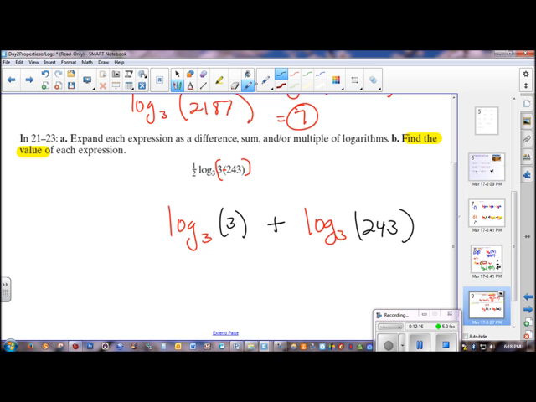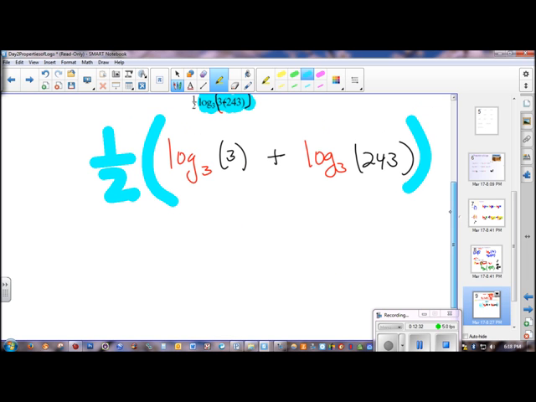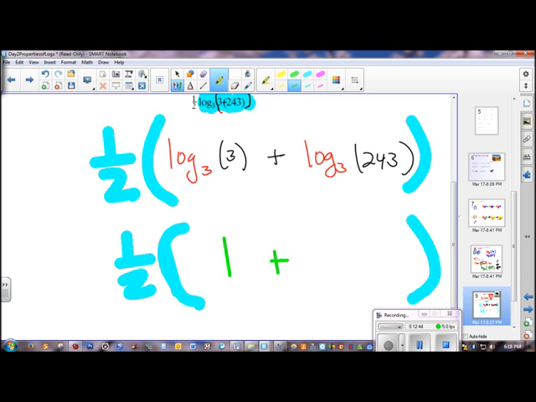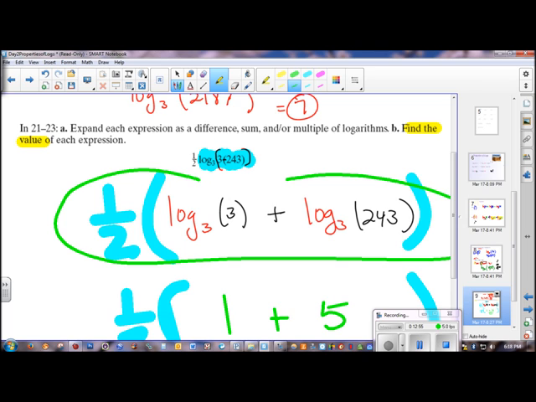Now when you think about it, I'm going to highlight the log piece of this, and it was 1/2 times that entire log piece. So now you can consider it as 1/2 times that entire log expression. And we'll come up with separate evaluations for each. It's going to be 1/2 log base 3 of 3, which is going to turn into a 1. Log base 3 of 243 is going to turn into a 5. You're going to end up doing 1/2 of 6, which will give you an answer of 3. So here's the expanded version right here, and then the evaluation is a 3.